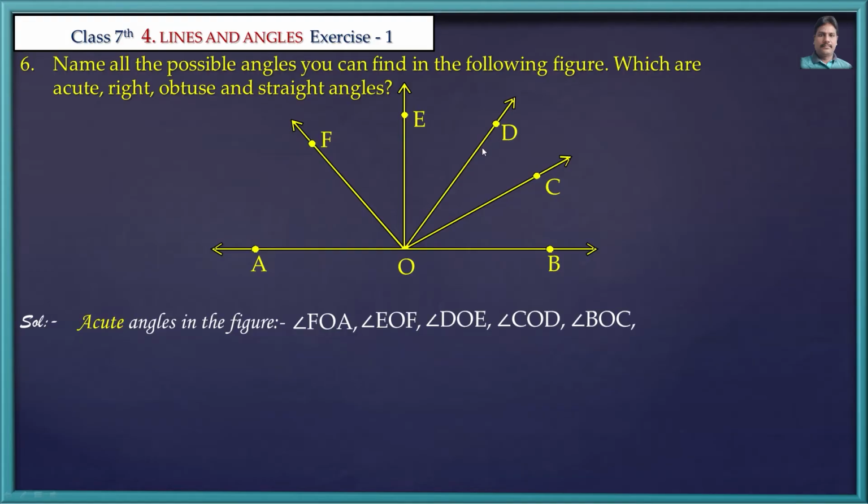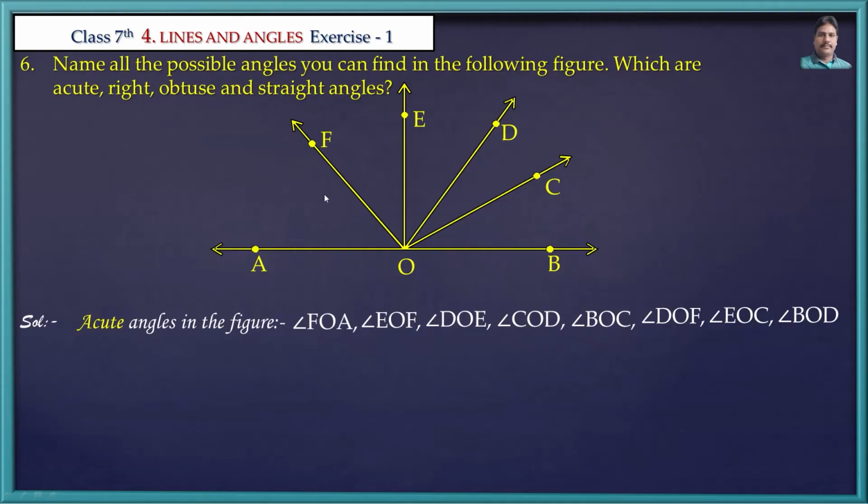angle DOF, this is also less than 90 degrees, angle EOC, this is also an acute angle, and lastly angle BOD. So these are all the possible acute angles in this figure.